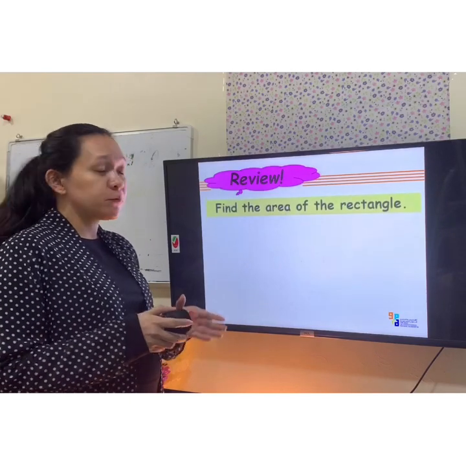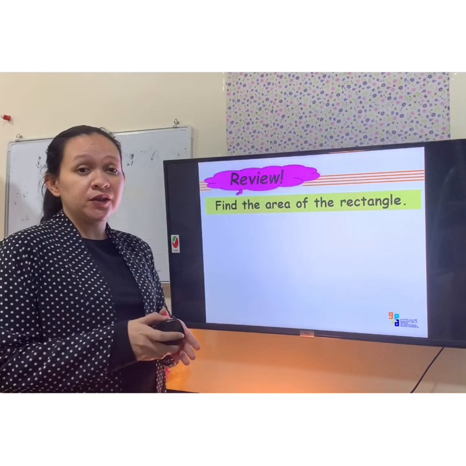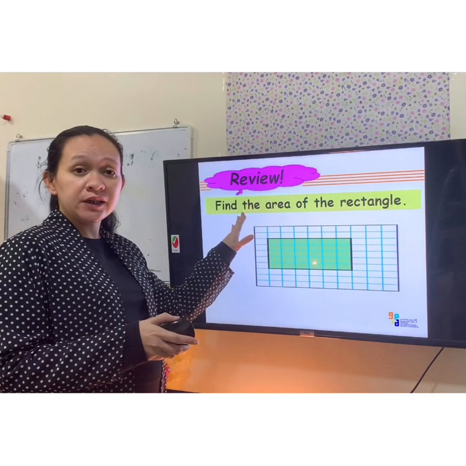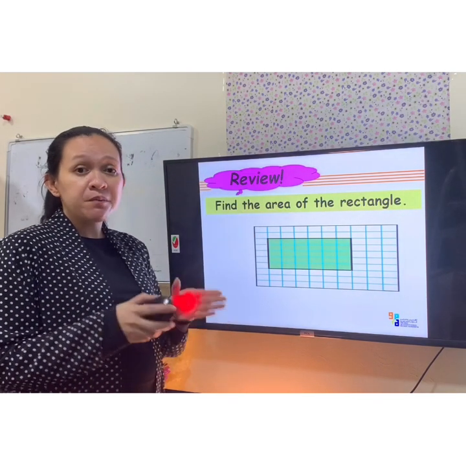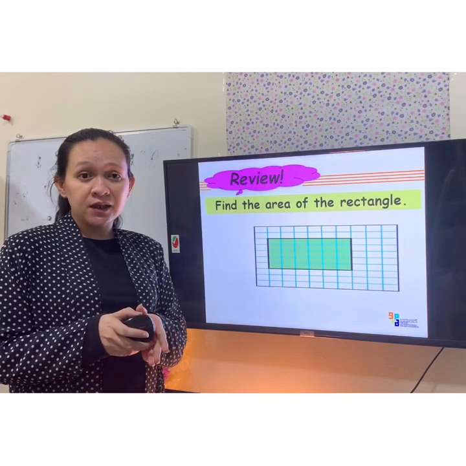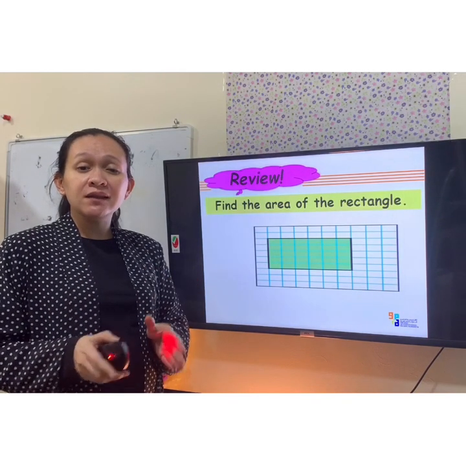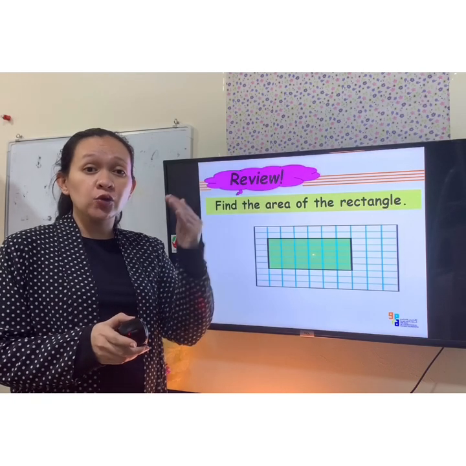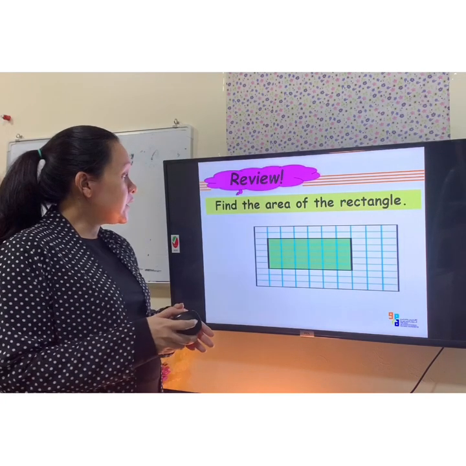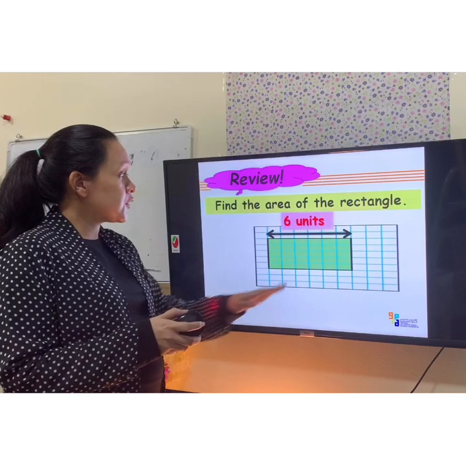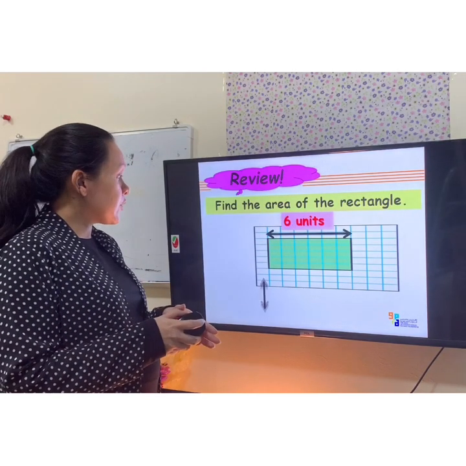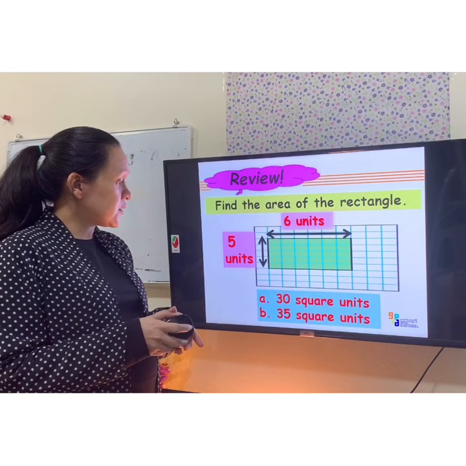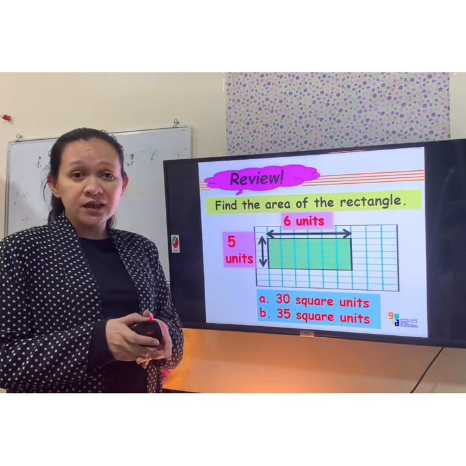Now, let's have a review of our previous lesson. I have here a figure, and we are going to find the area of the rectangle. Now, remember how to get the area of the rectangle? You multiply the length and the width, or else we count the square units. Here, we have a length of 6 units and a width of 5 units. Now, here are the choices. What do you think is the answer here?